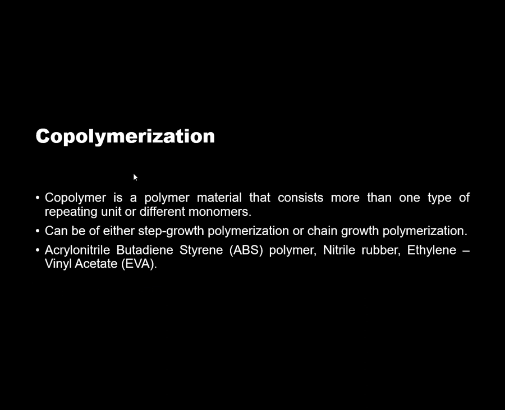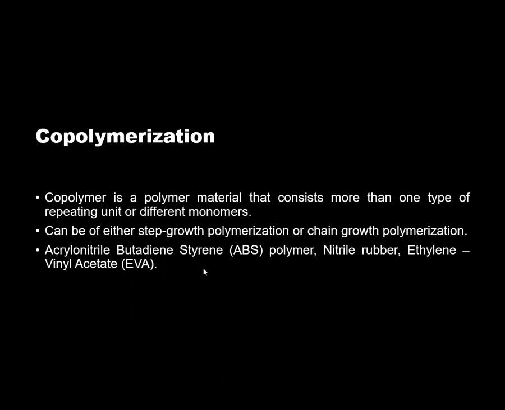So copolymerization, what is this? A copolymer is a polymer material that consists of more than one type of repeating unit of different monomers. Different monomers are being used, and it can be either step growth polymerization or chain growth polymerization.